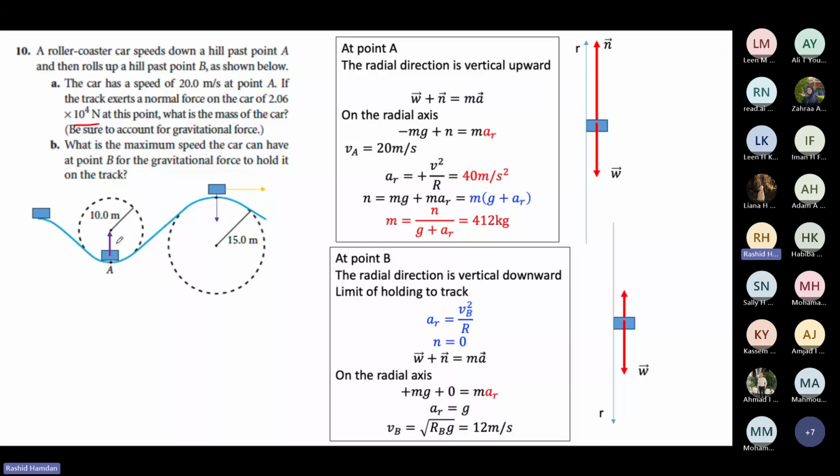The normal reaction is always perpendicular to the surface, out of the surface. So if the surface is here and I am here, the normal reaction is upward. But if the surface is here and I am here, how would the normal reaction be? It would be downward. Okay? So at A the track is below me, so the normal reaction is upward.